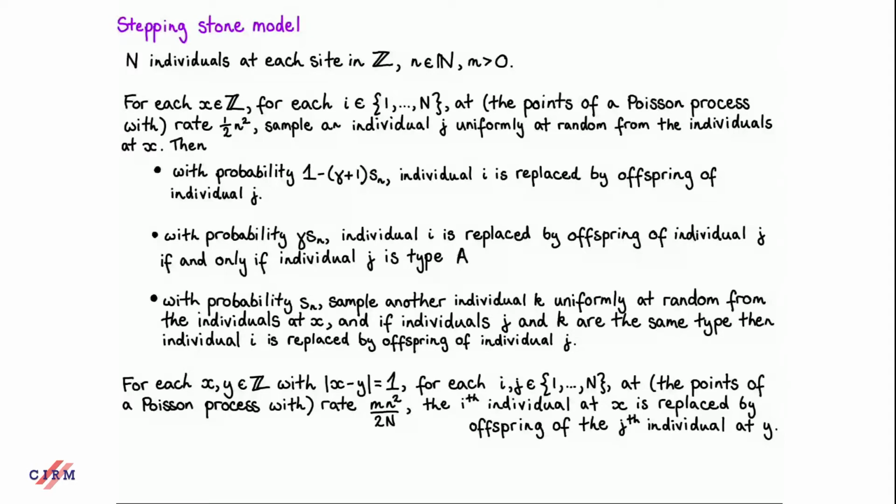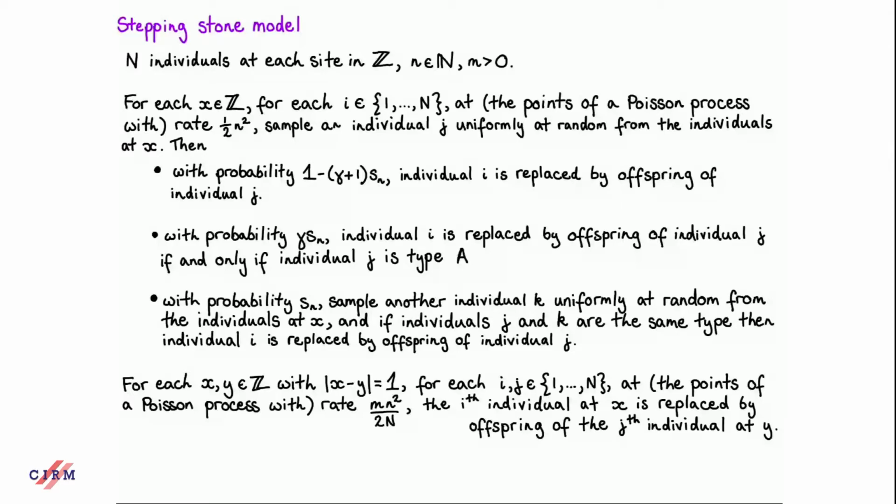And at a point of one of these Poisson processes, we sample an individual. So the individuals at x will be labeled with the numbers 1 up to N, and we will sample an individual uniformly at random from those individuals. And let's say that it has label j. And then, as I said on the last slide, we'll have three different types of event. So with probability 1 minus gamma plus 1 times S_n. So S_n is still our selection parameter, but it now just depends on the scaling parameter n. So with this probability, we just have a neutral reproduction event where the individual with label i dies and is replaced by offspring of the individual with label j.